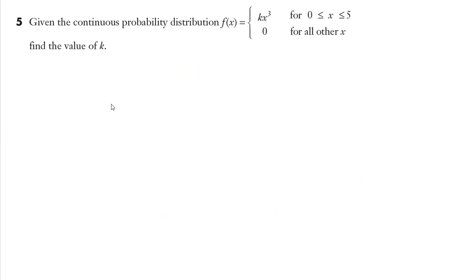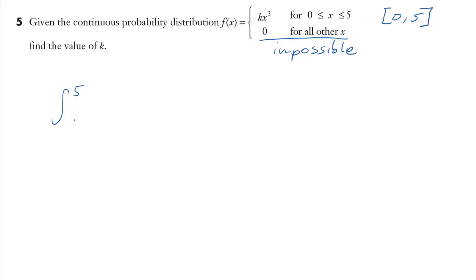On to question 5. Given the continuous probability distribution kx to the 3 between 0 and 5, so there's our domain. We could just write that as between 0 and 5, and 0 for all other numbers. So this bit here, we can kind of ignore, because if we've got a probability function of 0, the probability of anything that's 0 is impossible. And so we're going to ignore that. We're just in this domain here. Find the value of k.